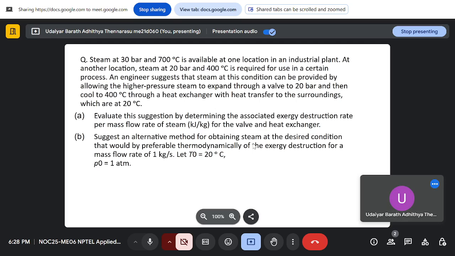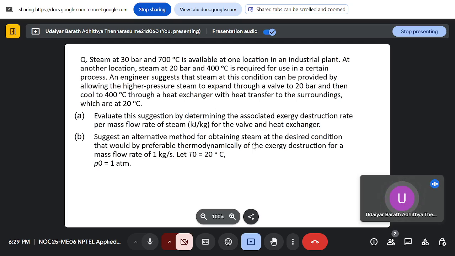So you have steam at 30 bar and 700 degrees Celsius, but you require steam at 20 bar and 400 degrees Celsius. So you have a higher exergy stream and you want it at a lower exergy for some process. That's the condition at which your steam is required. So what the engineer suggests is you can pass it through a valve to throttle it to 20 bar, and then the temperature will still be higher than 400 degrees Celsius. So cool it in a heat exchanger to 400 degrees Celsius and reject this heat to the ambient.